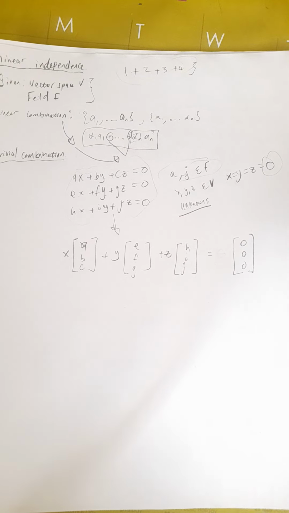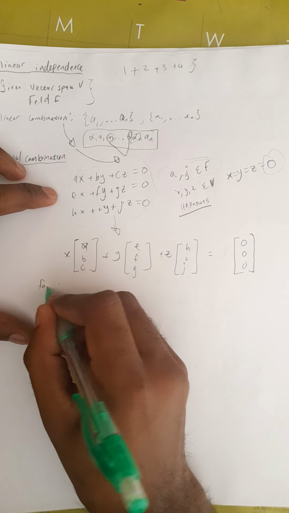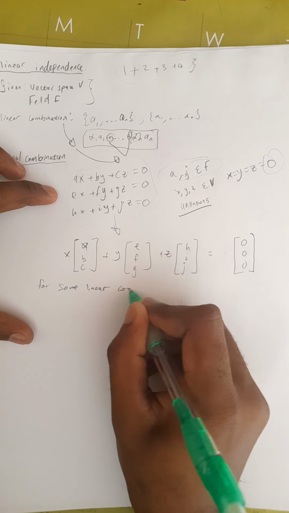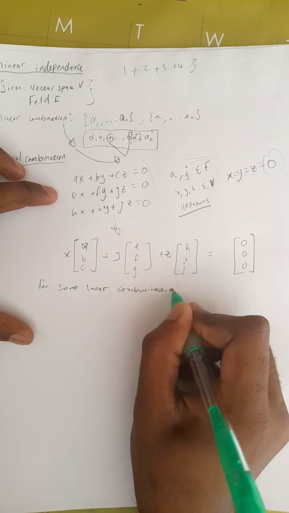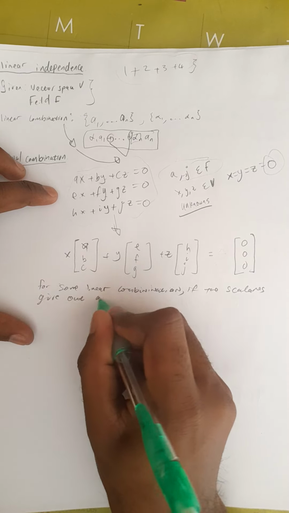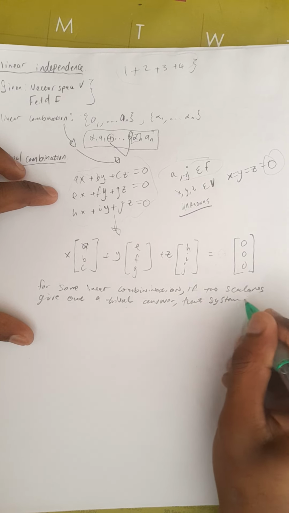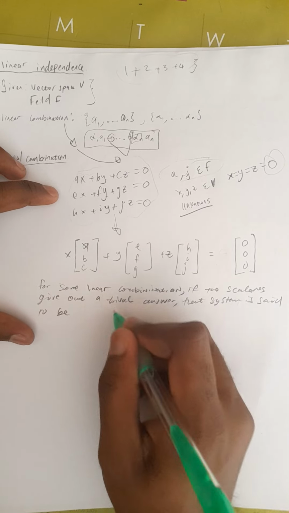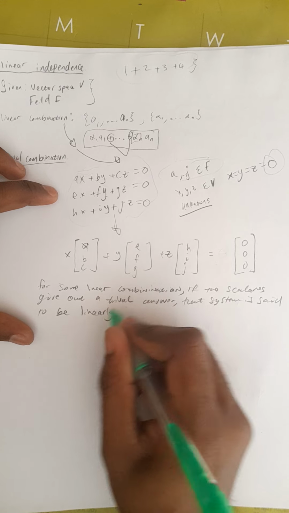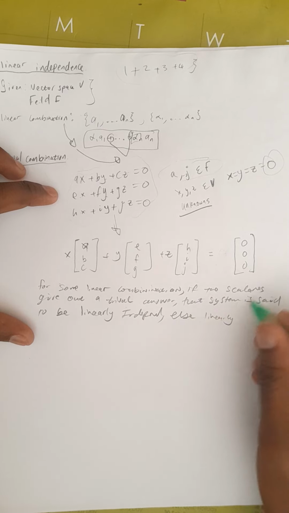Now this is where I'm going to introduce linear independence. Linear independence is where, for some linear combination, if the scalars give out a trivial answer, that system is said to be linearly independent, else linearly dependent.